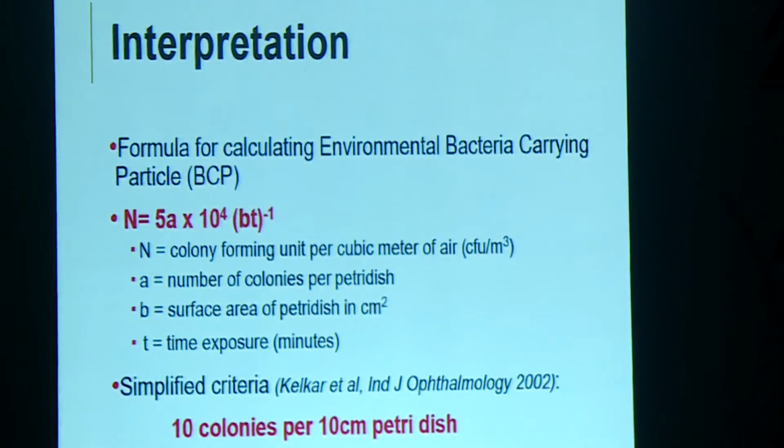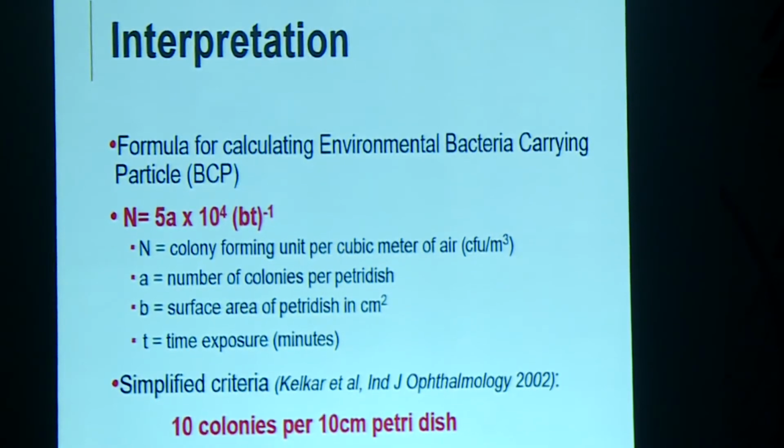And once you get your results, if there's a growth, now there would be growth, but there's a difference between having a growth and what growth is clinically significant. That is what you need to really worry about. So the simplified criteria is that if you have 10 bacterial colonies per 10 centimeter petri dish, so that's why you need to take a 10 centimeter petri dish, which is slightly larger, that is a critical threshold. So if you have bacterial colonies 10 or more, then you need to think that there may be some process in your sterilization or OT cleaning that's not working.